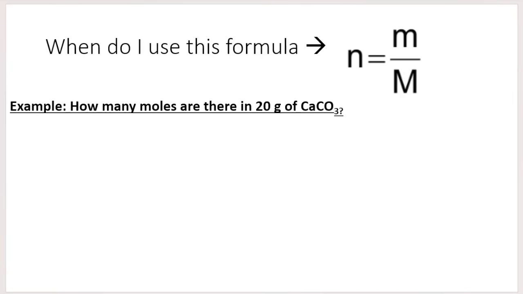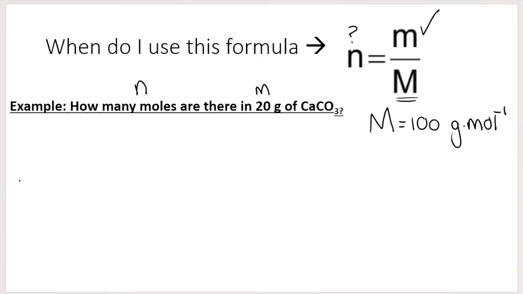Here's an example. How many moles, so we're looking for moles, which is n, are there in 20 grams, that's baby m, of calcium carbonate? We're trying to find n, we have little m. Big M comes from the periodic table. If you look at calcium plus carbon plus 3 of oxygen, you will figure out that big M is 100 grams per mole. Go check it out for yourself.